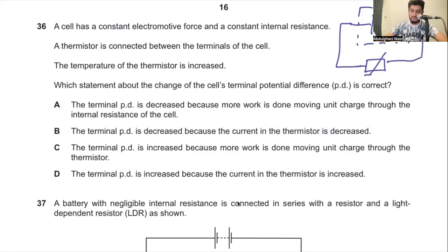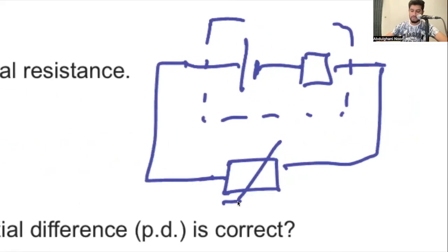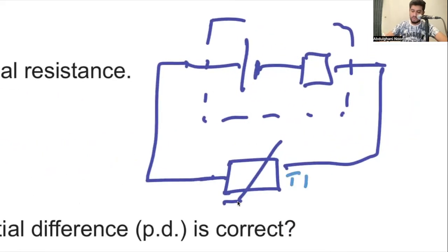The temperature of the thermistor increases. When you increase the temperature of a thermistor, the resistance decreases. Which statement about the change of the cell's terminal potential difference is correct? Now, let's try to understand what happens. When the temperature of the thermistor increases, the resistance decreases. When the resistance of the thermistor decreases, the total resistance of the circuit decreases.